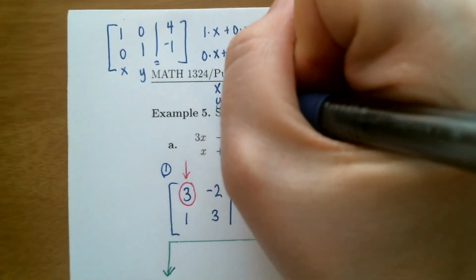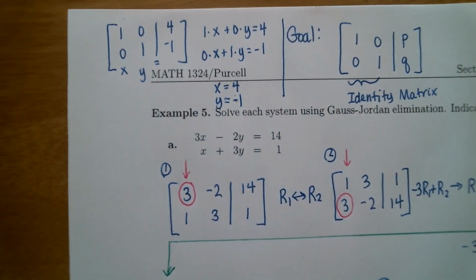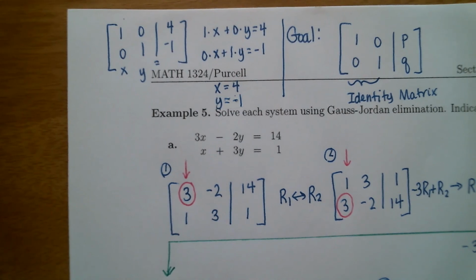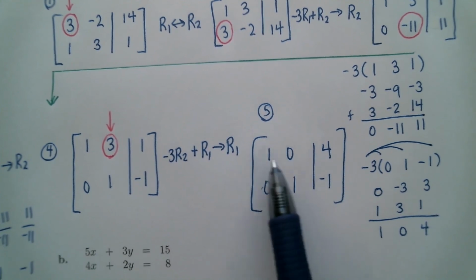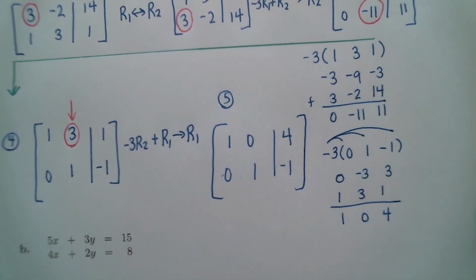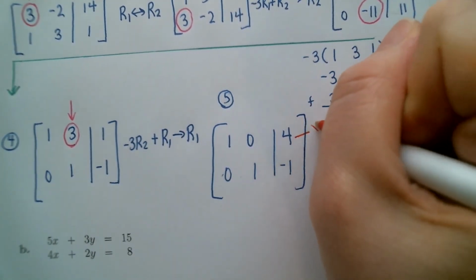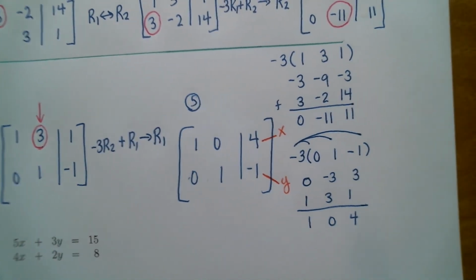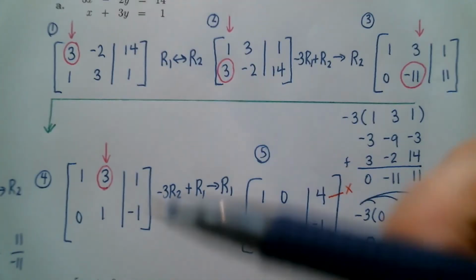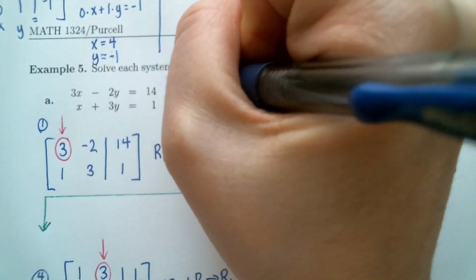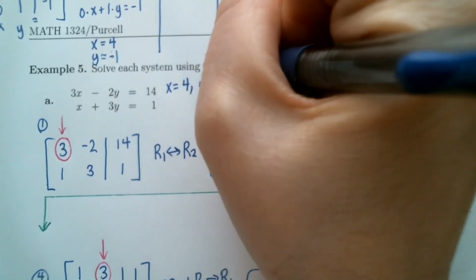This is not something you have to do every time, where you translate it back into equations. You can just look at your matrix. Once you end up with the identity right here, the top number is going to be the x value and the bottom number is going to be the y value. So that is the solution to the system. I'll go ahead and write it next to the system. x has to be +4. y has to be -1.